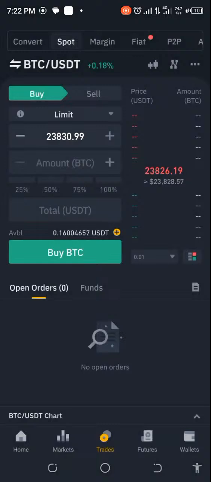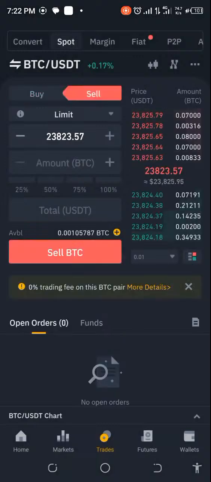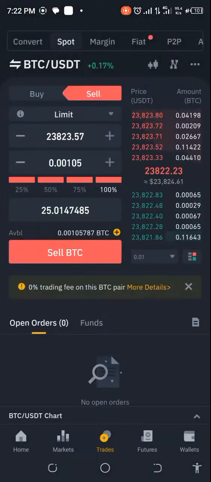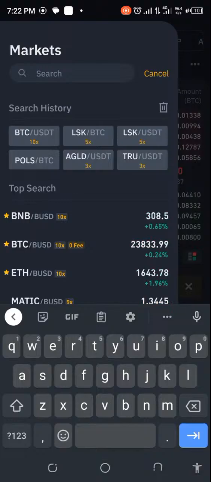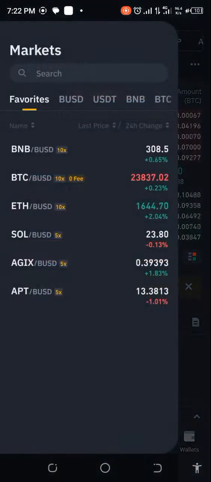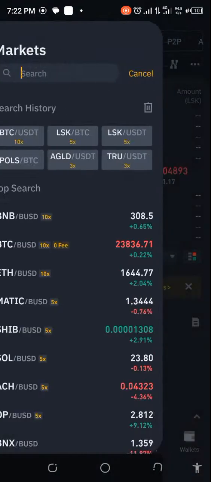Just for you to cross check on that, if I were to sell this, you can see we have 25.01 USDT here. If I was to sell this, so this is like $25 worth of BTC. So let's go quickly and do this transfer. Oh yeah, we're actually going to LSK BTC.